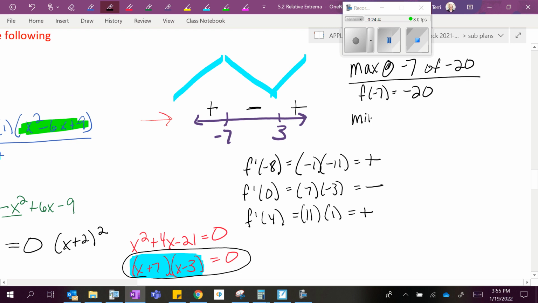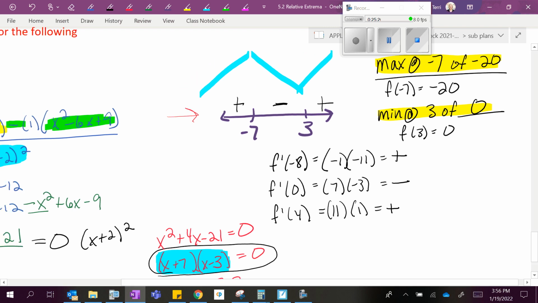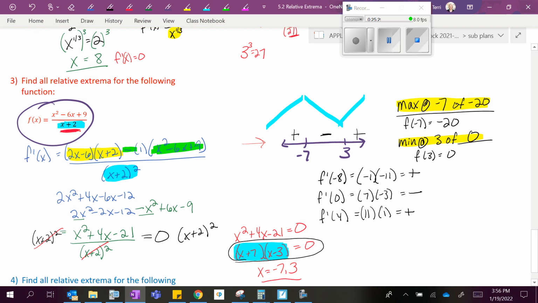And I have a min at 3 of something. I find f of 3 and I get 0. So I have a max at negative 7 of negative 20 and a min at 3 of 0. So that's all we're going to do right now. And I've kind of laid a lot on you guys for a video. But that should give you enough to practice some of this, and then I'll talk more about it in our next class and go over more examples in detail. But I wanted you guys just to get the mechanics of it.